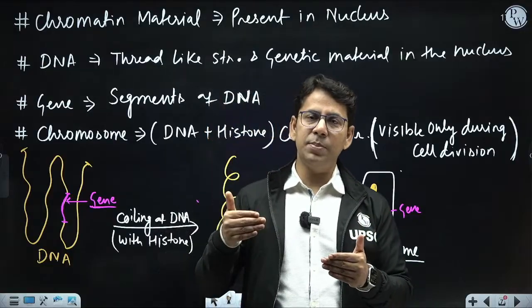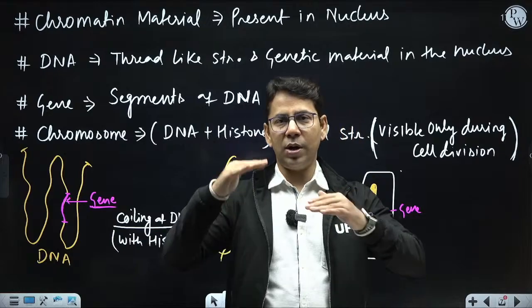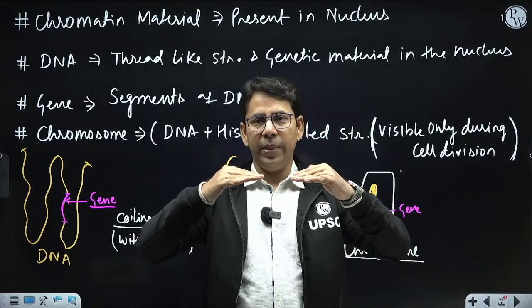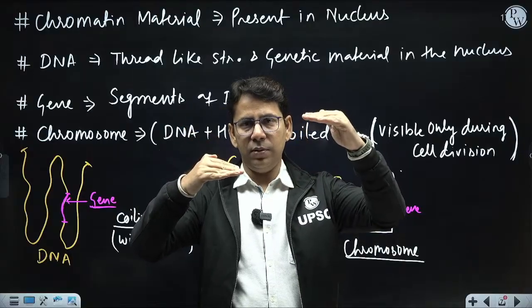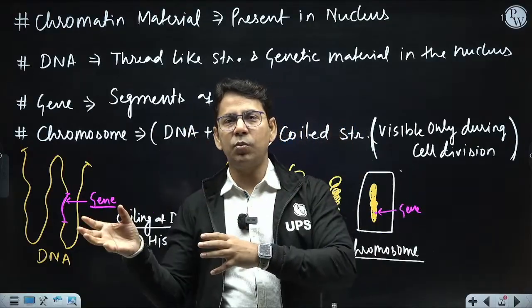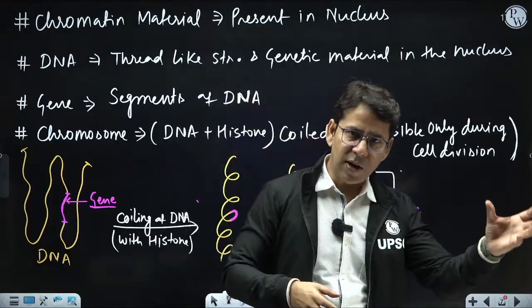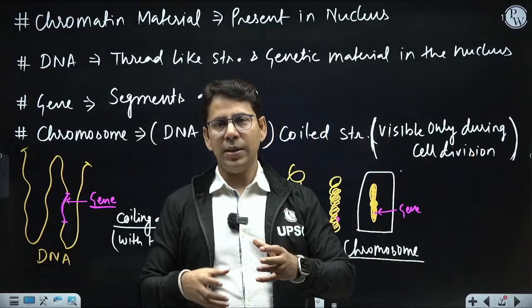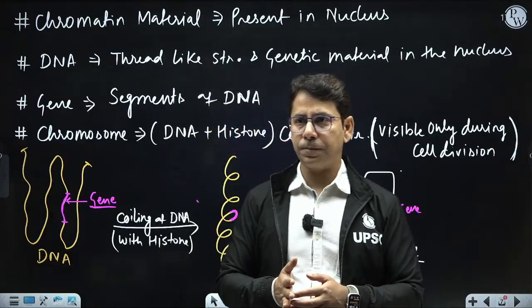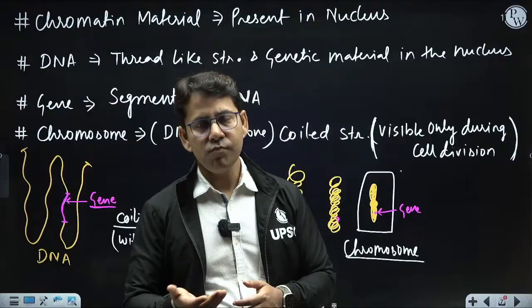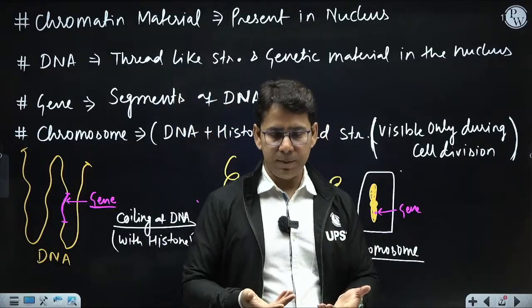So genes may be dominant. Two genes are not of equal power. Either father's gene is powerful or mother's gene is powerful. Yes, some genes from father would be more powerful, some genes from mother will be more powerful. And then all the powerful combinations will make our body, right?